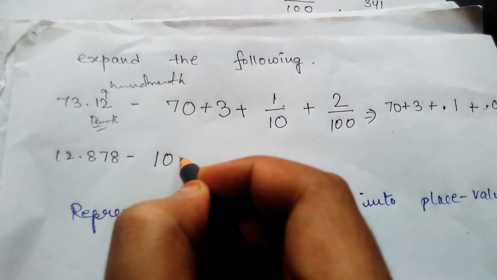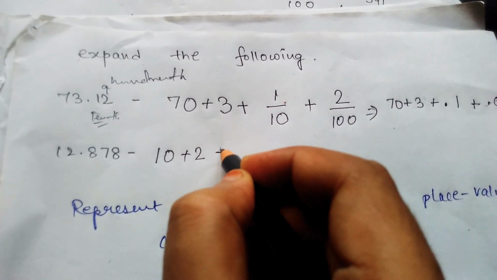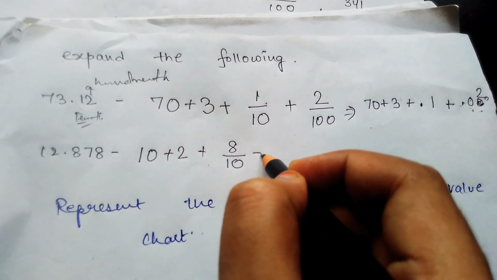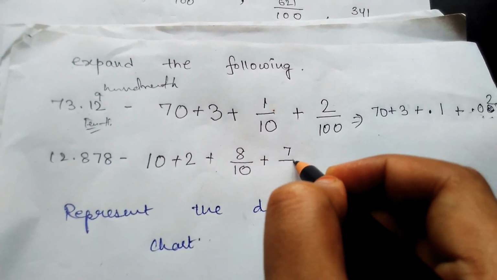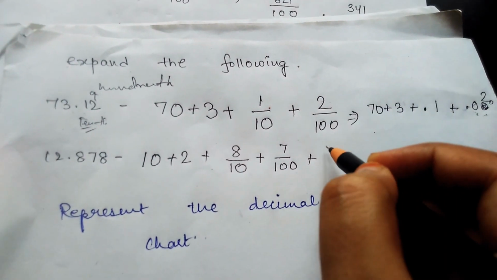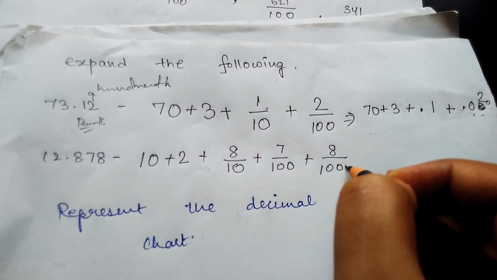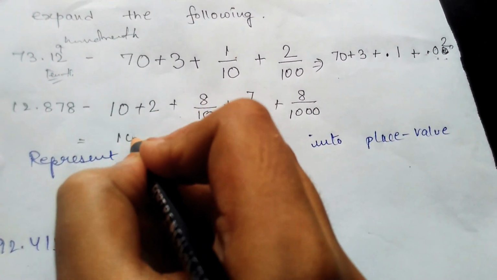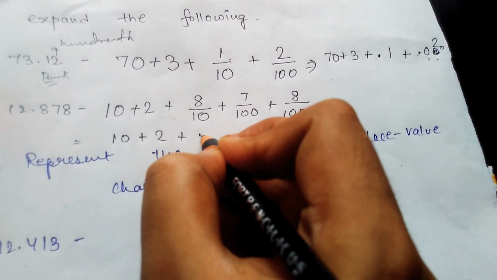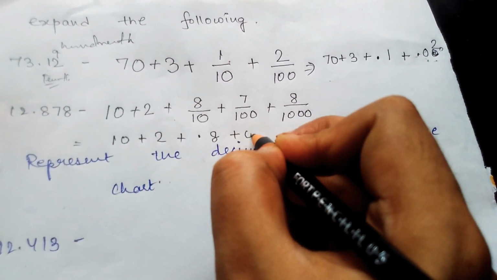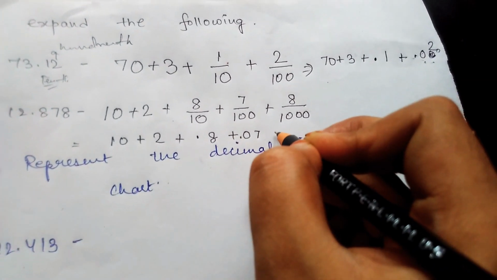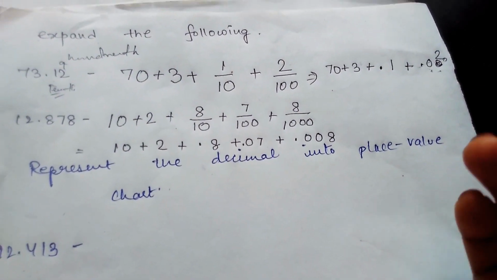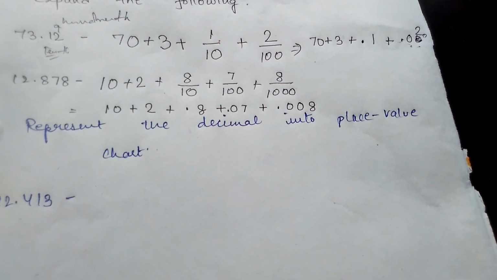12 means 10 plus 2, plus, for 0.8 we will write 8 by 10. For 0.07 we will write 7 by 100, and for the other 8 we will write 8 by 1000. So we will do 10 plus 2 plus 0.8 plus 0.07 plus 0.008. Understood? Like this we will do the expansion.